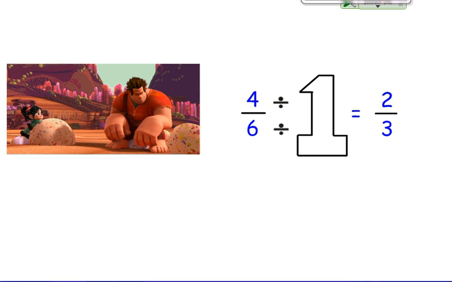Oh man, this just does not sound like fun. All right, let's get to work. How's this going to work now? Well, Ralph, let me tell you.